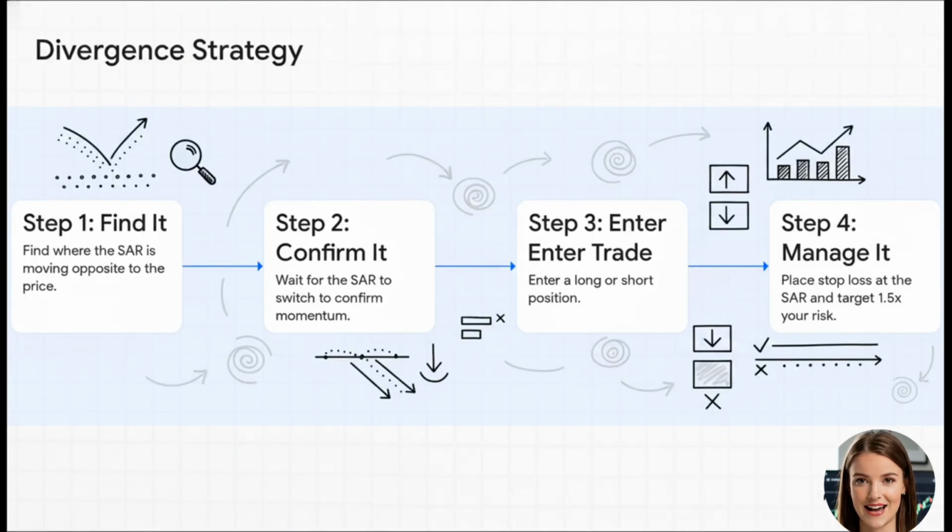And here's the exact playbook for trading it. Step 1, you spot the divergence. Step 2, you don't just jump in. You wait for the SAR to flip back in the direction of the main trend. That's your confirmation. Step 3, you enter the trade. And step 4, you manage it, just like we learned. Set that stop loss at the SAR dot and aim for a profit target that's 1.5 times your risk.